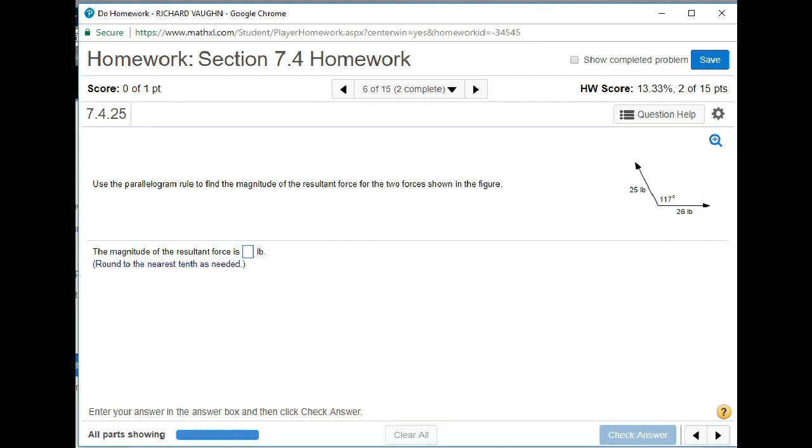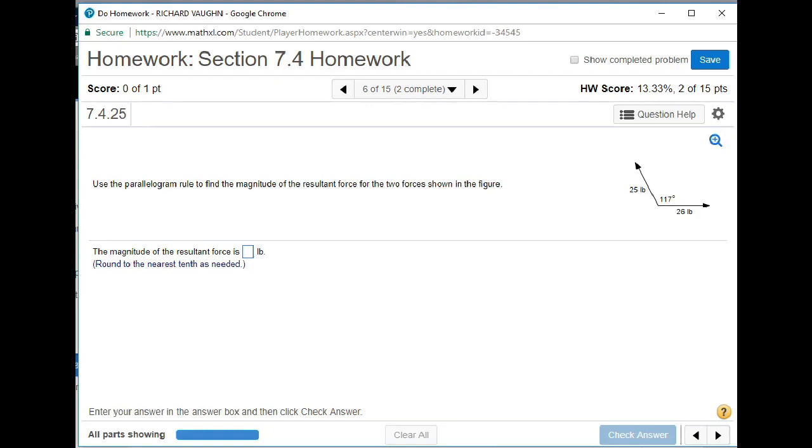All right, so we're going to have the length of the diagonal squared, x squared, if you will. What we're looking for is going to be 25 squared plus 26 squared minus 2 times 25 times 26 times the cosine of the supplemental angle, because we want the angle that's between the two vectors once I've transported it, so that I can get the diagonal. All right, so 180 minus 117 is going to be 63 degrees.